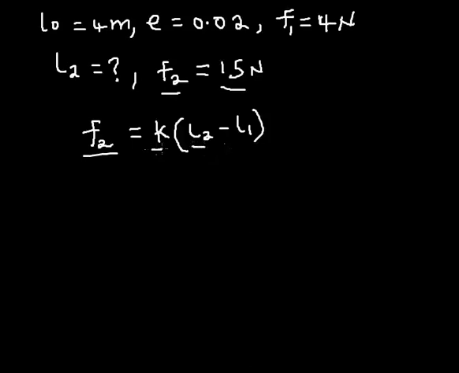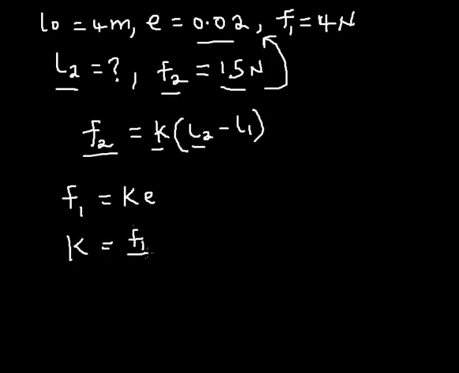That is the force constant. So how will I get the force constant? I'll get the force constant from the initial extension that was produced previously. So for me to get that force constant, I'm going to have F1 being equal to K times the extension. So K is going to be equal to F1 all over the extension. F1 is 4 Newton, the extension is 0.02.